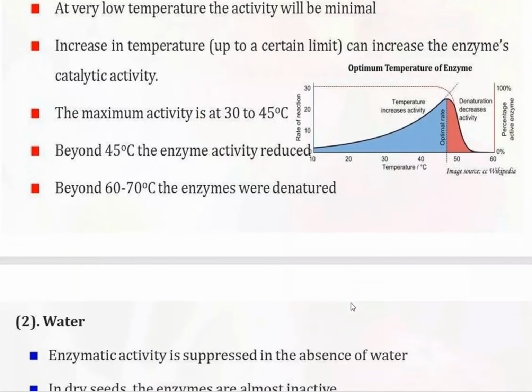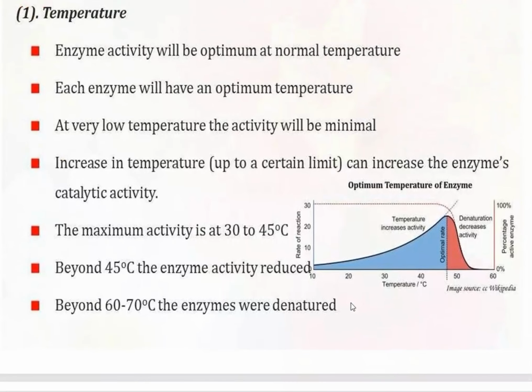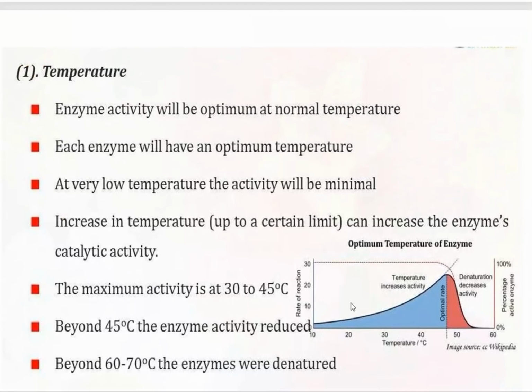Now, one important thing about temperature is the Q10. It is the factor by which the rate of catalysis is increased by a rise of 10 degrees centigrade. Generally, the rate of reaction of most enzymes will double at a rise of 10 degrees Celsius.